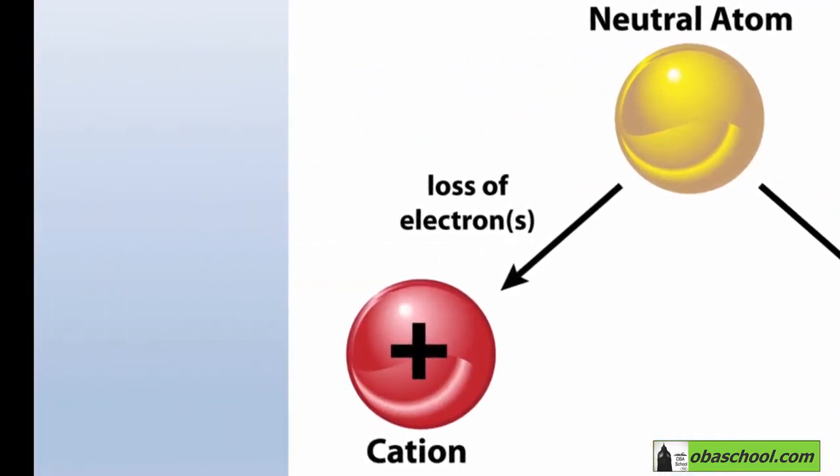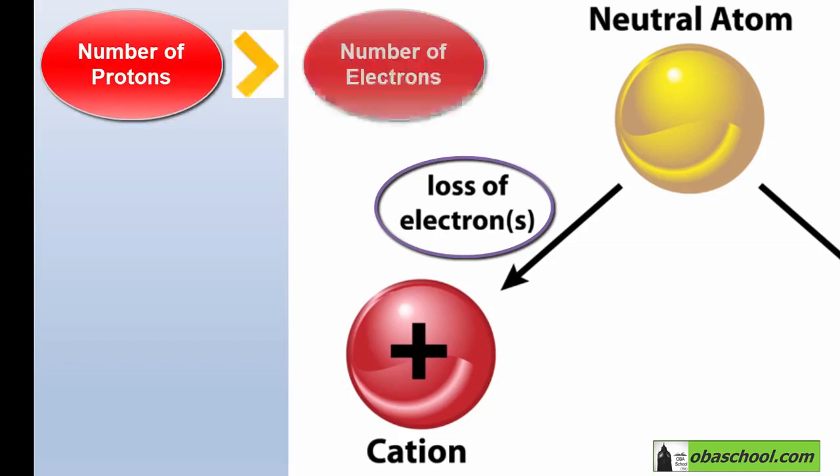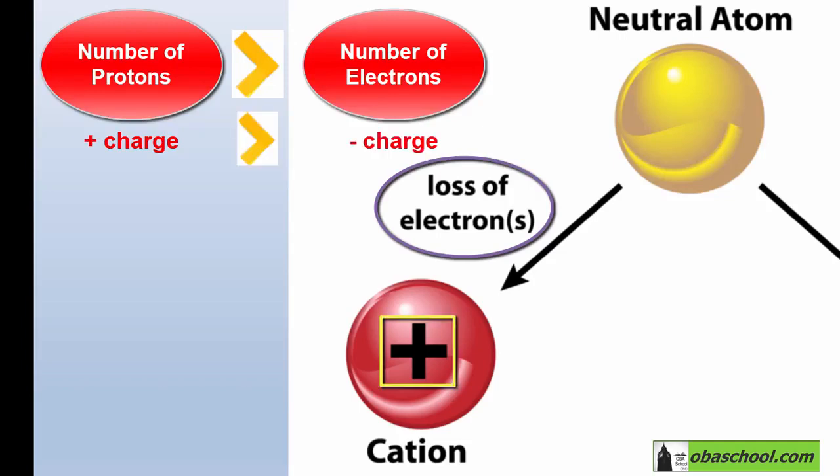On the other hand, some atoms will tend to lose one or more electrons, and thus the number of protons will be greater than the number of electrons, and then the positive charge will be greater than the negative charge, and the overall charge will be positive. When an atom loses one or more electrons, it becomes a cation, and it holds an overall positive charge.